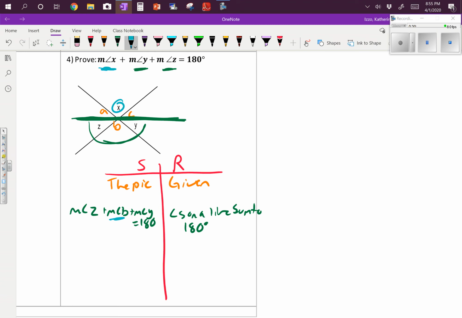But I noticed something very interesting about B and X. Measure angle B has to equal measure angle X. Why would measure angle B have to equal measure angle X?